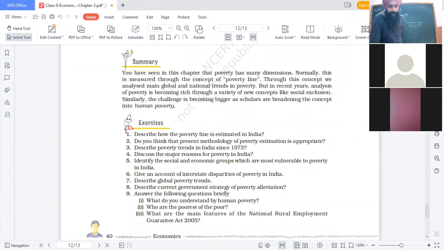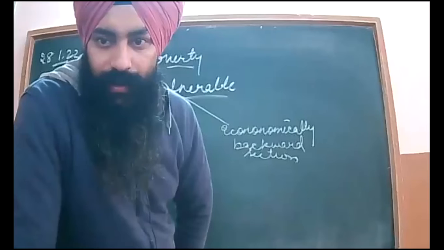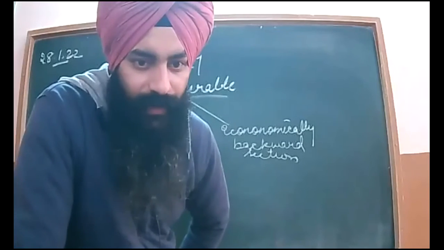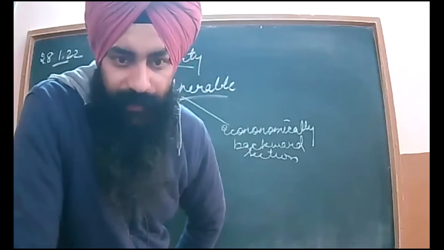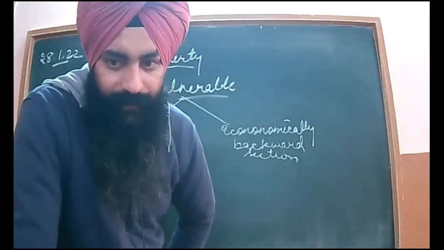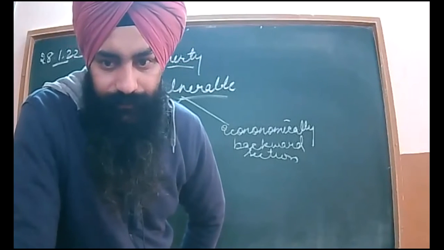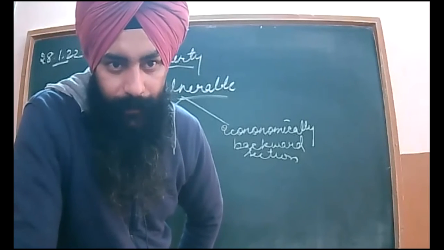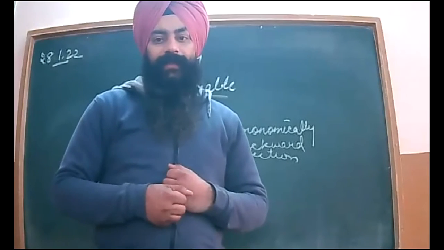Okay, now the first question: describe how the poverty line is estimated in India. Archita will answer, and from the boy side, Sathak. Raise your hand, both of you. Archita and Sathak Bangotra. Heaven, raise your hand. Heaven, explain the expenditure method and income method.